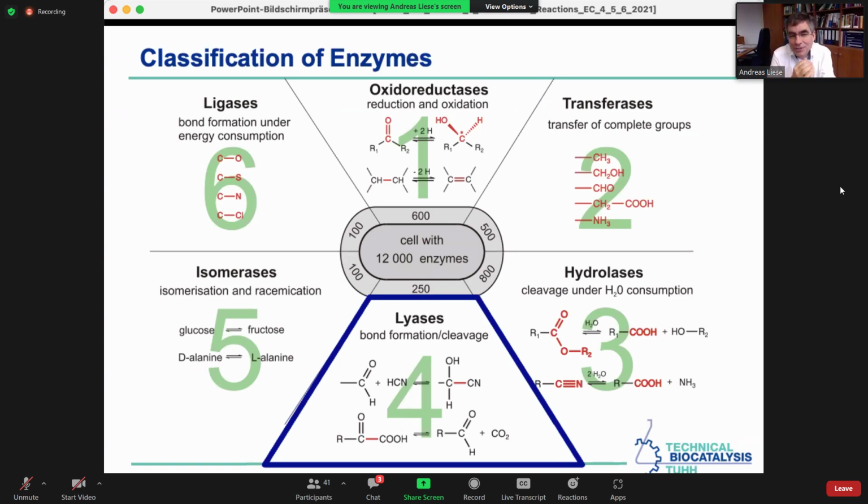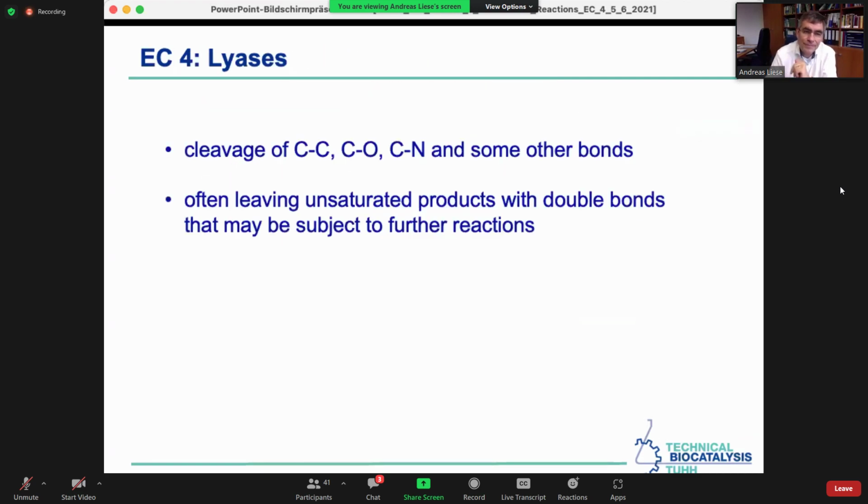Last time you did a quick pass through lyases, isomerases, and ligases, and I would like quickly to repeat this for you, and then I will add one point that, because of time, Fernando couldn't address last time. Lyases, enzyme class 4, are used in cleavage, so this could be a carbon-oxygen, carbon-nitrogen bond, or some other bonds, often leaving unsaturated products with double bonds. And typical for lyases, it's always a 2-to-1, so two starting materials being combined to one product, or one starting material being split into two products.